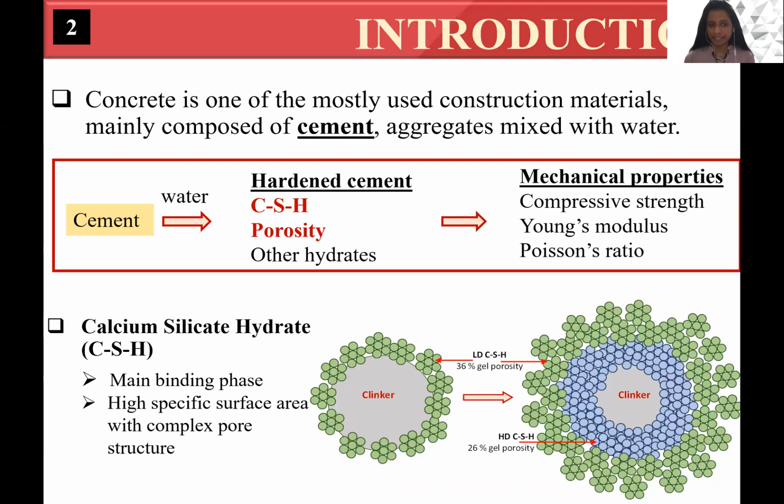This CSH is the main binding phase, and it also has a high specific surface area with a complex pore structure. If we look at the formation mechanism, CSH is normally formed with two different densities, namely low density CSH and high density CSH. During the early stage of the hydration process, the CSH nucleates on the outer surface of the clinker minerals, leading to the formation of CSH matrix with low density. In the next stage, the fresh CSH would start forming in the space confined by the existing outer layer CSH matrix, leading to the formation of CSH matrix with high density.